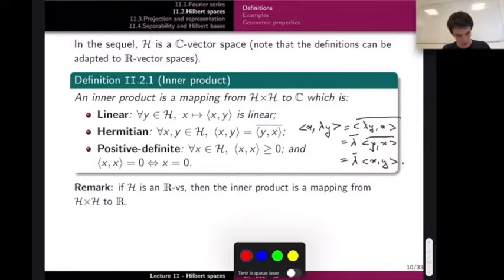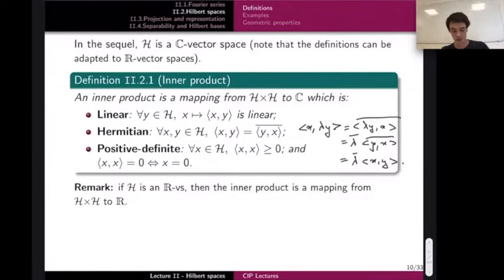And the last property that we ask for the inner product is that it's positive definite. So this property says that for any x in my vector space, the inner product of x against itself is non-negative. And the fact that it's definite means that this inner product is 0 if and only if x itself is equal to 0. So, like I said, if H is a real valued vector space, then the inner product is a mapping from H times H to R, and it's linear in both variables.